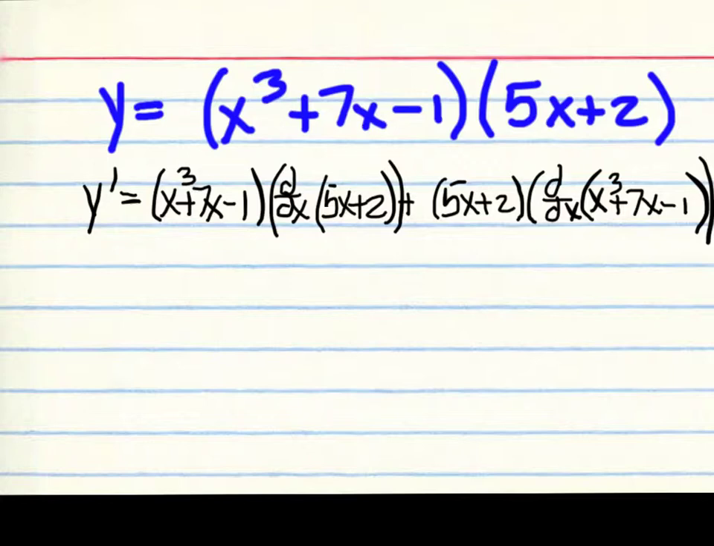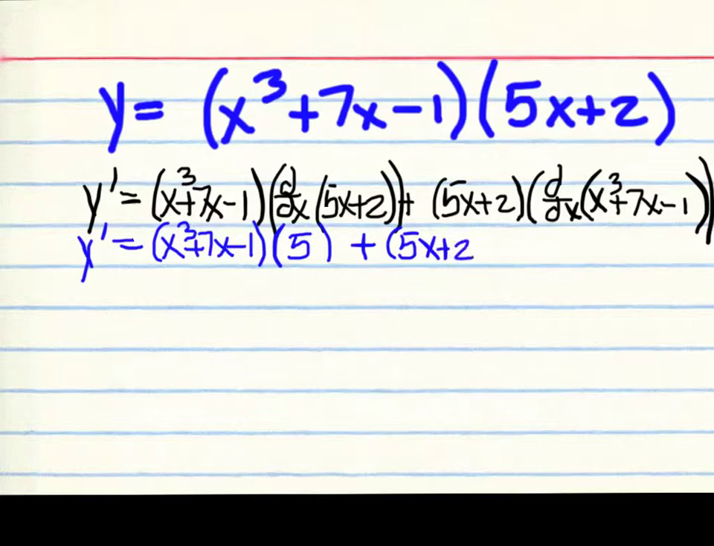So on the first part, I'll switch colors each time so it'll be a little easier to see. This stays the same, but you need the derivative of what's over beside it. The derivative of 5x squared is simply 5. Or not 5x squared, but 5x plus 2. So that's 5. And then on the other side, 5x plus 2 stays the same. And now you need the derivative of x cubed plus 7x minus 1. And that derivative is 3x squared and then plus 7.